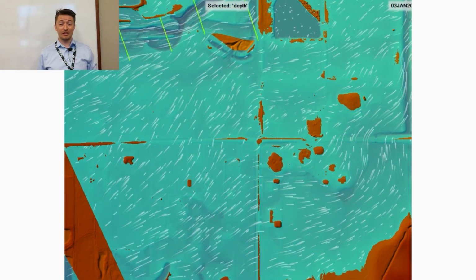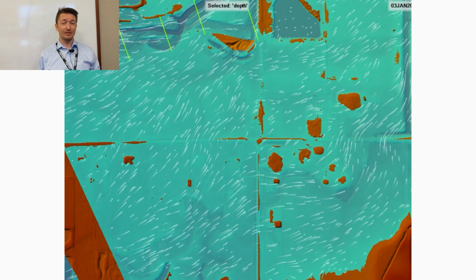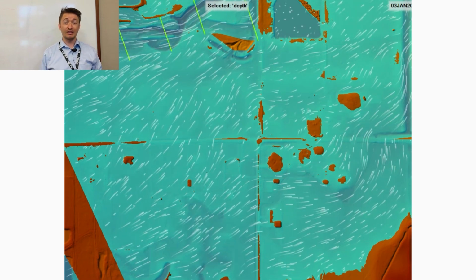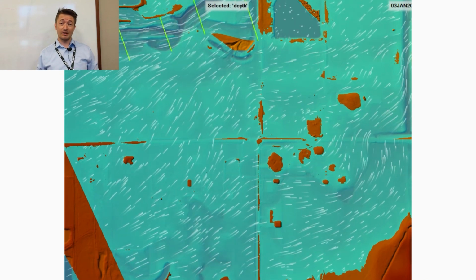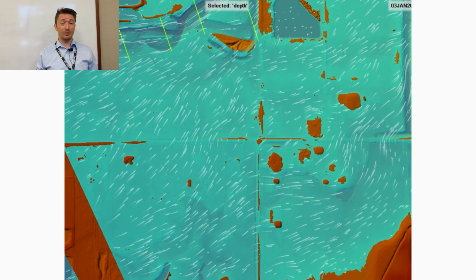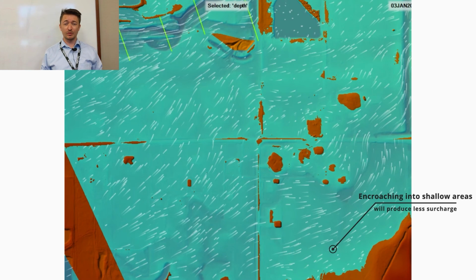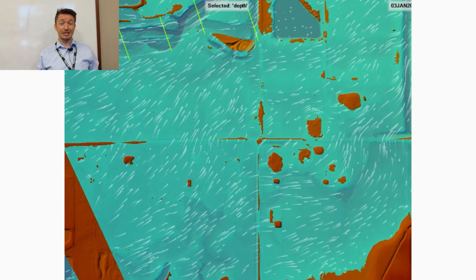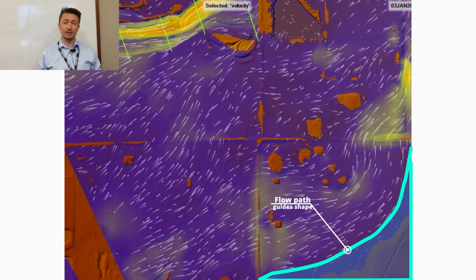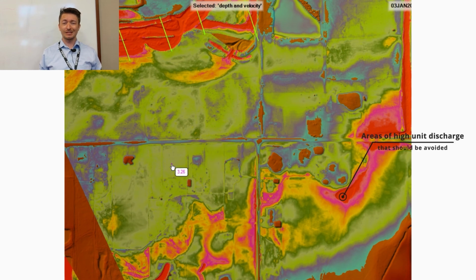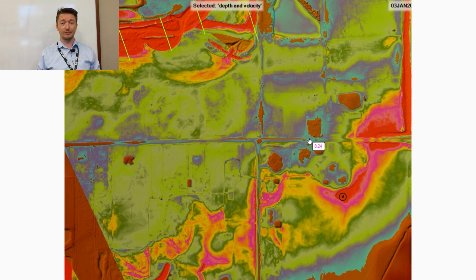Trick number 3 is pay attention to flow depth, velocity, and direction of flow, and unit discharge, or like some people call it, depth times velocity. All of these are indicators of how to build your encroachment. For example, encroaching into shallow areas will produce less of a surcharge. Velocity and direction of flow can help you shape the encroachment to match what's happening in the terrain. Finally, unit discharge acts as a kind of heat map, identifying areas you definitely want to avoid encroaching into. I've generally found good success in areas where the unit discharge is less than a value of 5.